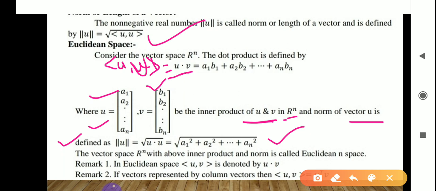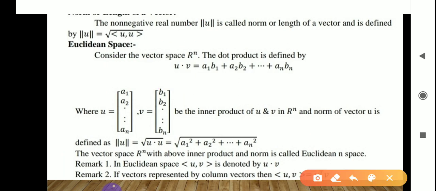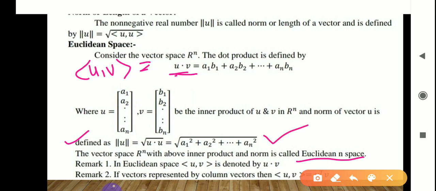Now the vector space Rn with the above inner product, that is u dot v, and the norm, is called Euclidean n-space. So what is Euclidean n-space? In Euclidean n-space, the inner product of u, v can be written as u dot v, and the norm of u is defined using this.